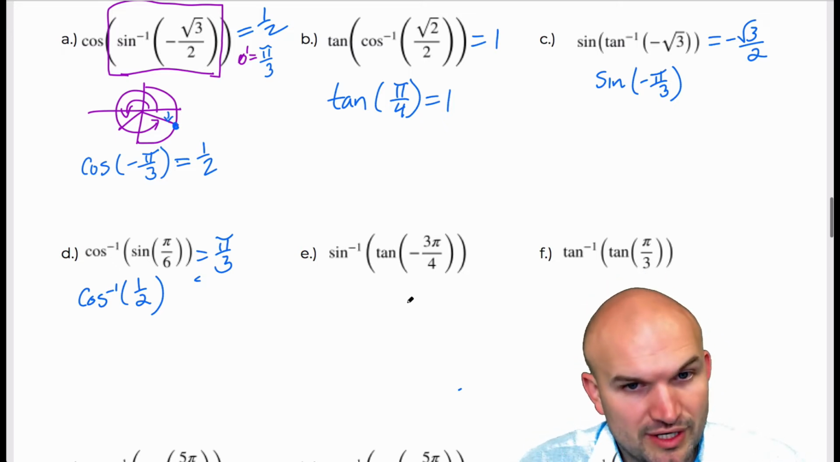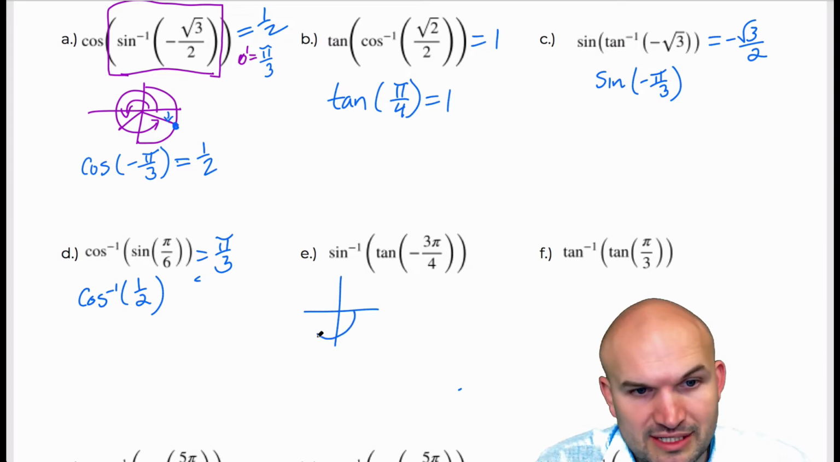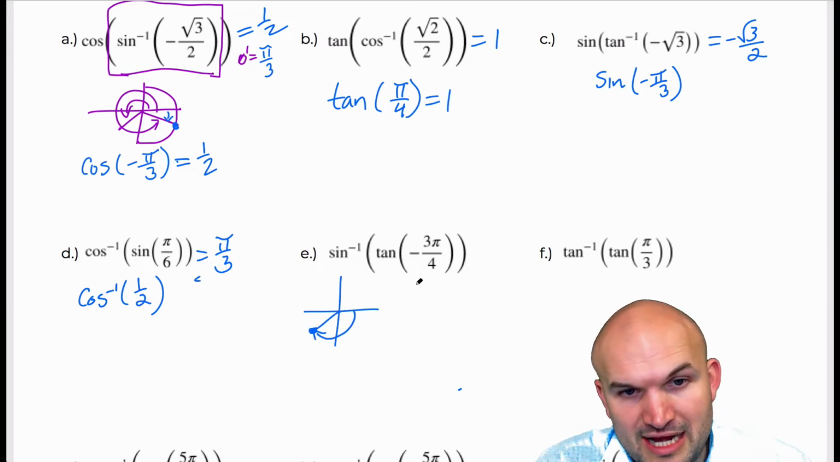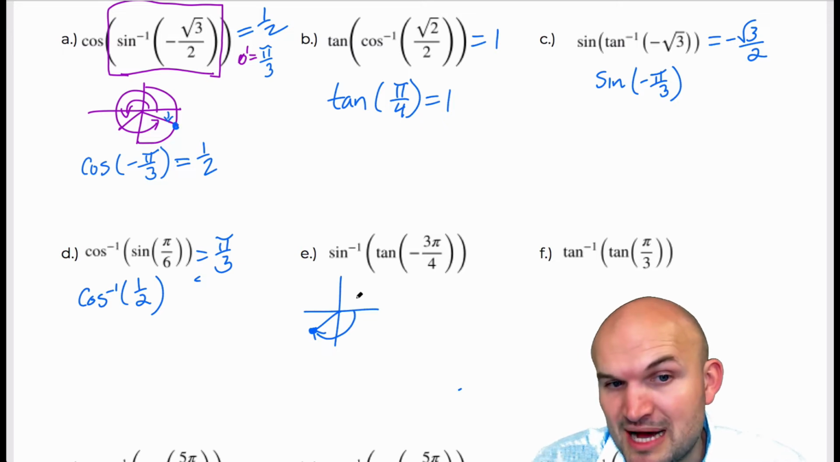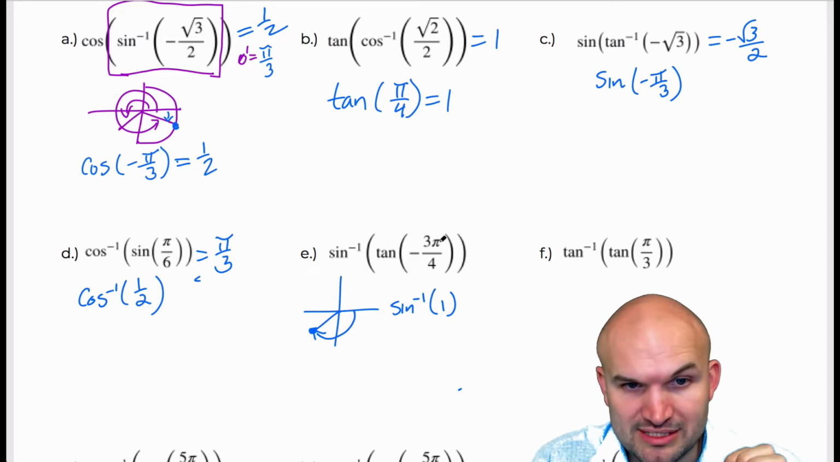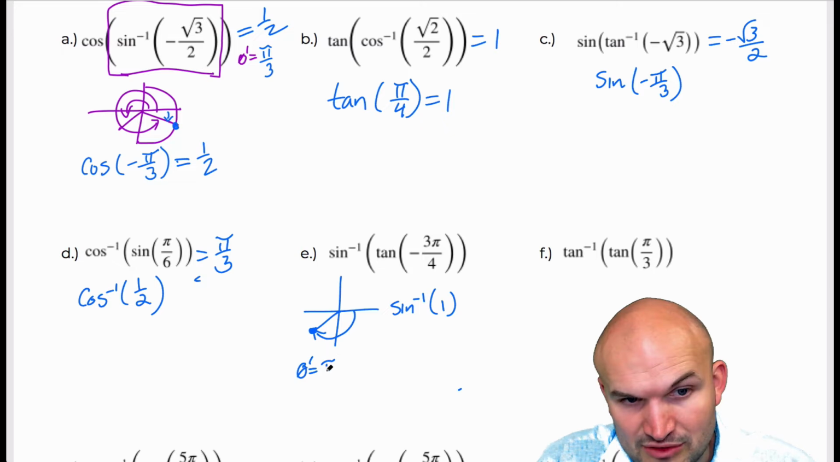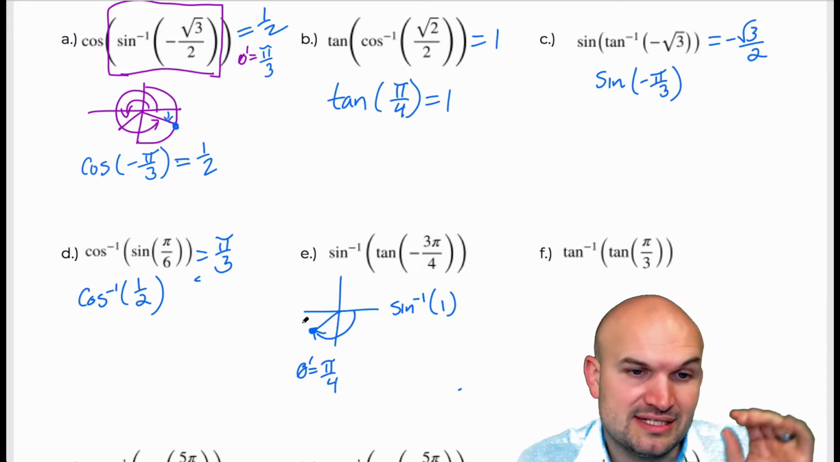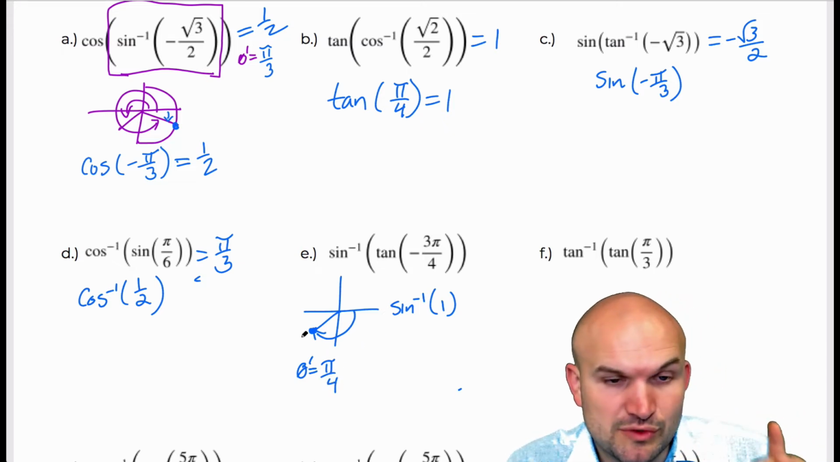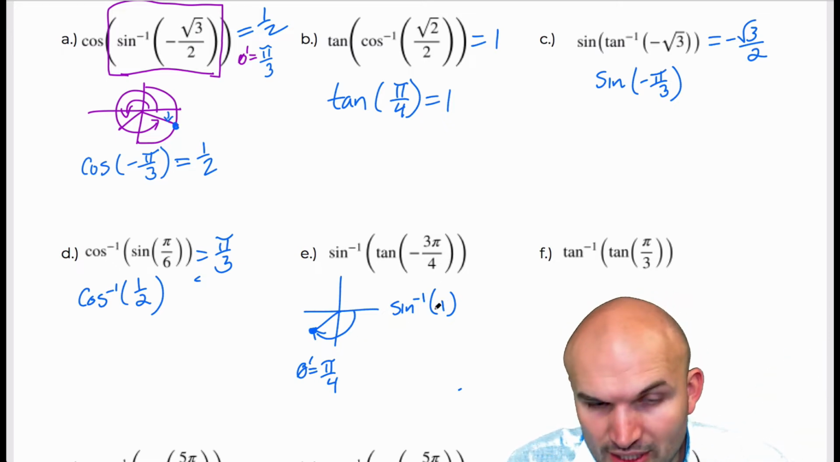Negative 3 pi over 4, though, that gets a little tricky, right? Because when we look at this one, negative 3 pi over 4, that is in the third quadrant. And if we look at the tangent here, tangent is positive, though. So that's going to be the sine inverse of a positive 1, right? Because remember, the reference angle in this case is pi over 4. So therefore, it's negative square root of 2 over 2, comma negative square root of 2 over 2 is the coordinate point. However, the tangent of that is going to equal 1.